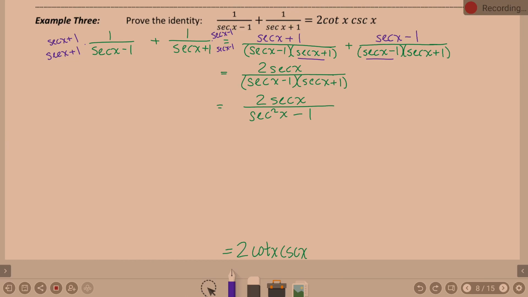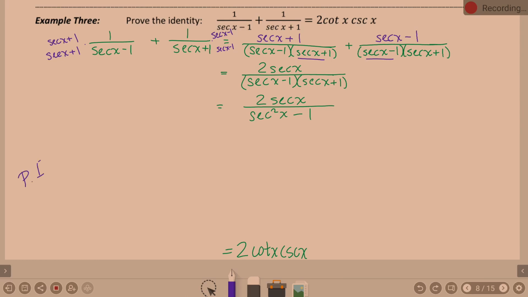Okay. Thoughts? What? The bottom tangent squared. Is the bottom tangent squared x? What's he referencing?